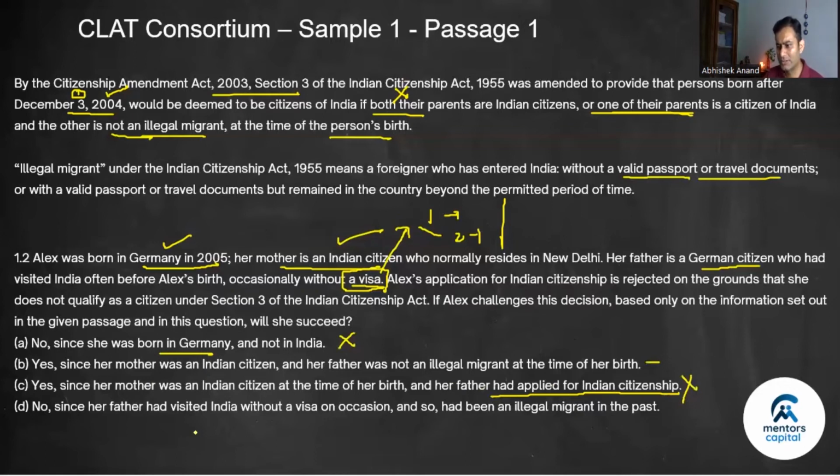D. No, since her father had visited India without a visa on occasion, and so has been an illegal migrant in the past. Now, between C, B, I cannot say, but D is easily eliminated because an illegal migrant in the past cannot be a reason. One of the parents has to be an illegal migrant at the time of the birth. So this is out. Because this is out, therefore B is the correct answer. Not a great choice, but it is least incorrect. So therefore 1.2 का answer is B.